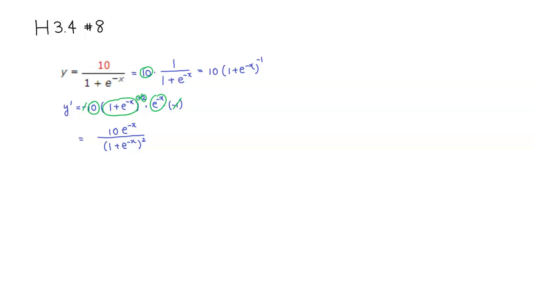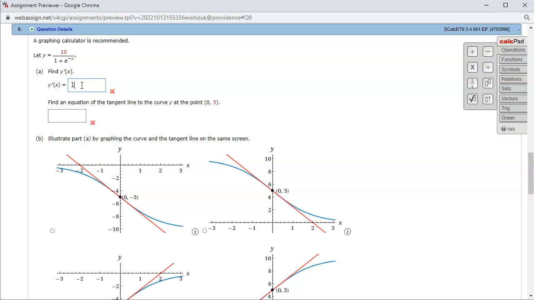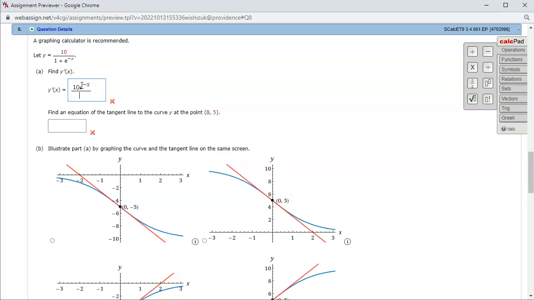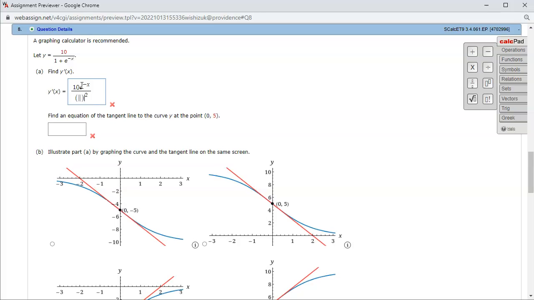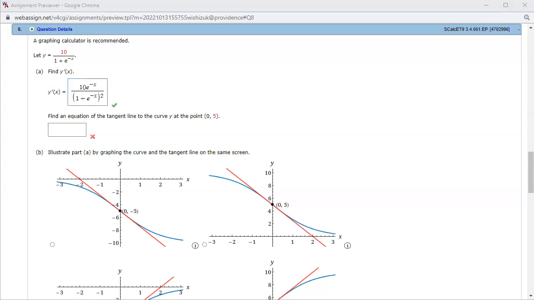So let's type it in. We got 10 e to the negative x all over the quantity 1 plus e to the negative x, squared. Alright, let's check the answer. I came back and it looks like we have the correct derivative.